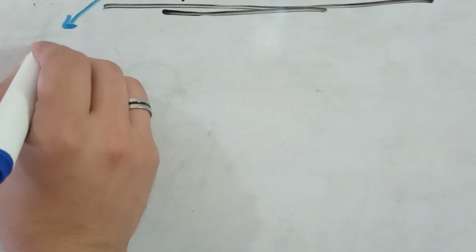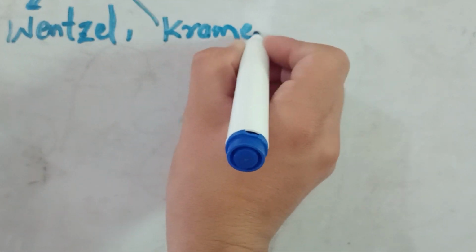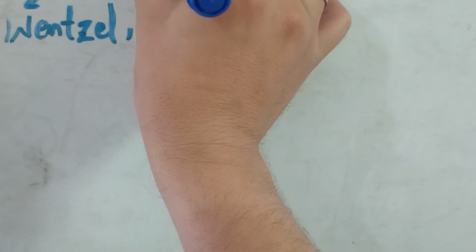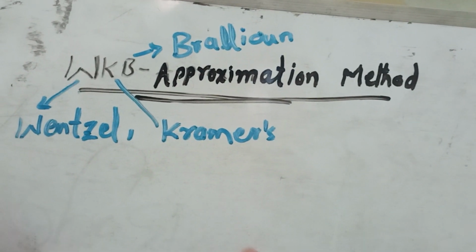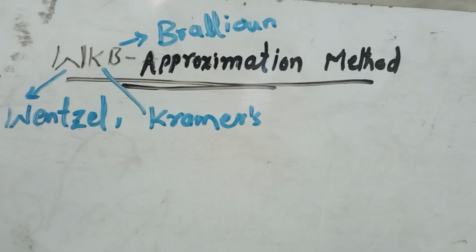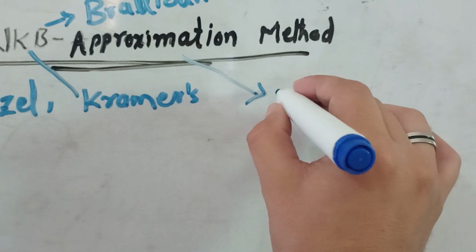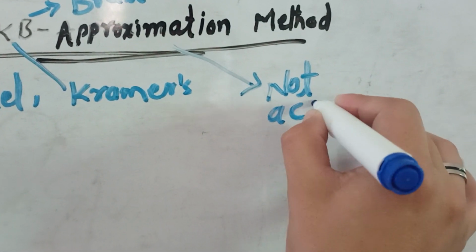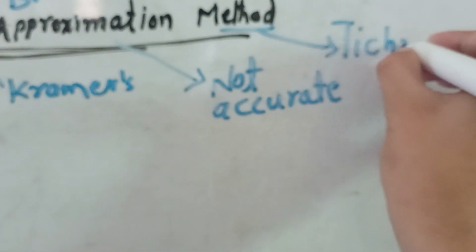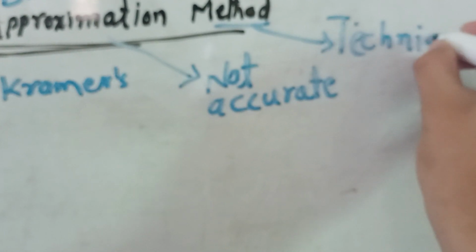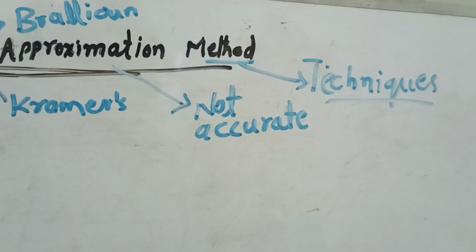WKB stands for Wentzel, K for Kramers, and B is Brillouin. These three physicists introduced the WKB approximation method. Approximation means not accurate. Method means techniques. So these are the combination of three words.